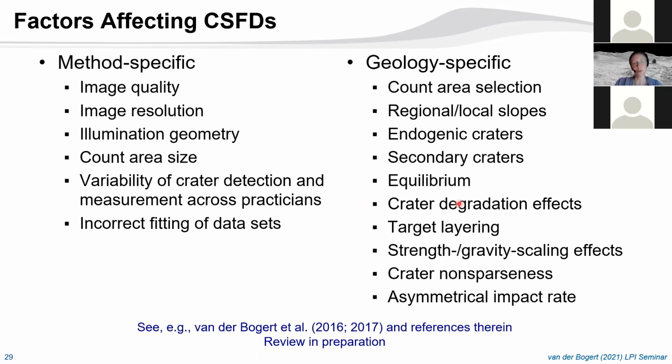Then we have things like crater degradation effects that would remove craters from your population, and target layering, strength and gravity scaling effects. Smaller craters have different scaling characteristics, and this may lead to some pretty significant apparent age differences. Then for old surfaces, you have a problem with crater non-sparseness, where new craters partially or completely destroy older craters. There's some recent work that uses a buffered non-sparseness method to help compensate for that. And then I also mentioned the asymmetric impact rate.